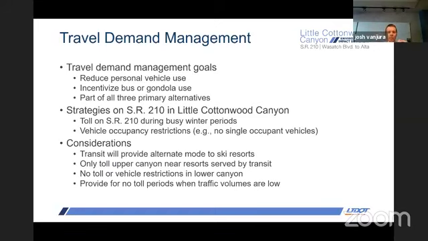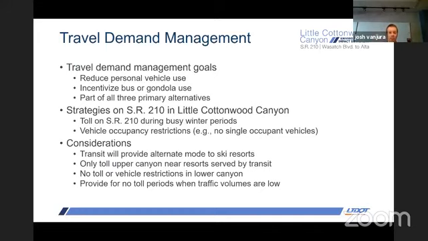The other side of this is we need to disincentivize the use of personal vehicles. The two strategies that we're considering are vehicle occupancy restrictions, AKA no single occupant vehicles, and/or tolling on SR 210 during busy winter periods. And the one thing I can't stress enough is the department has not decided which of these strategies would be most effective, and of course, what a toll should be. We've had a lot of questions about that, and that just hasn't been determined yet. I really want to stress that.